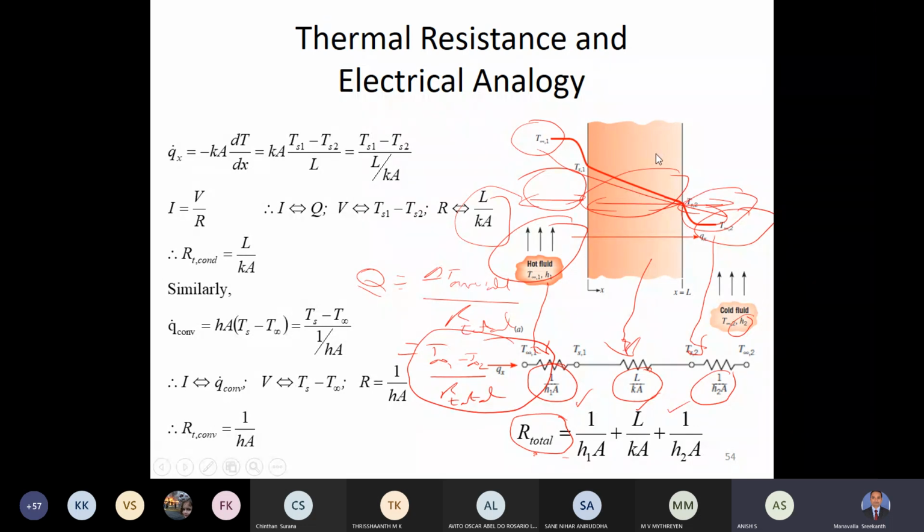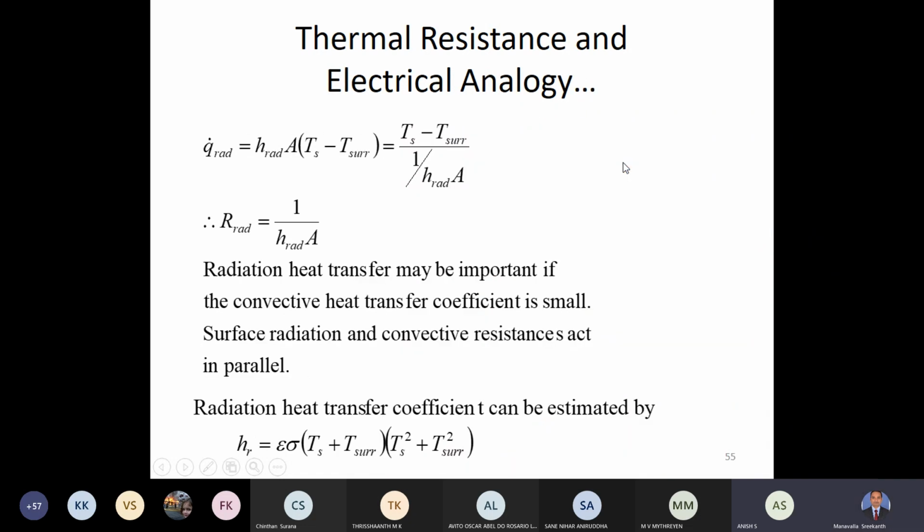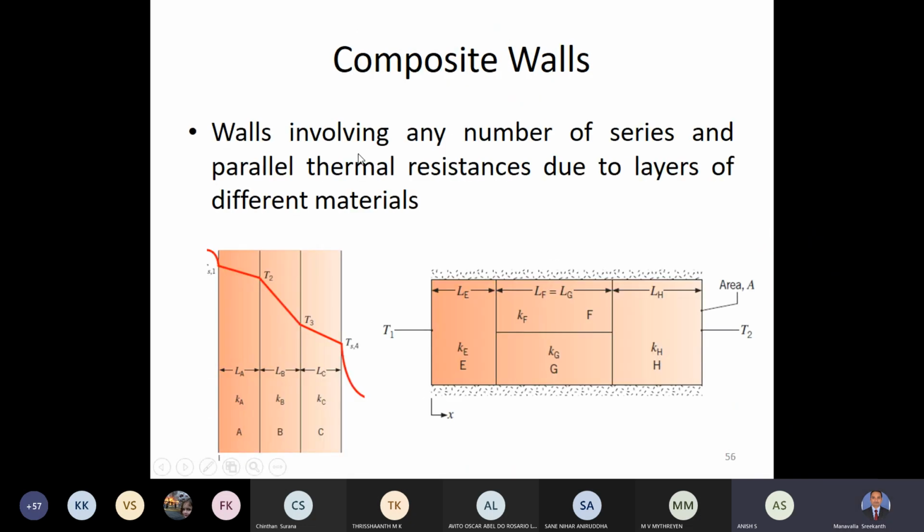And the bricks also, they will not all be connected in series. Some of them are also connected in parallel. So this particular wall may be 2 bricks thick, but at the same time, at the bottom of each brick layer, there will be another layer of brick. That means the bricks are connected in series and also in parallel. So walls can involve any number of series and parallel thermal resistances due to layers of different materials. In the example that I gave you, the different materials are cement and brick.